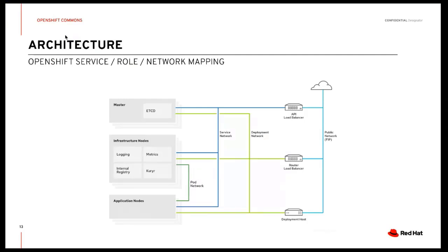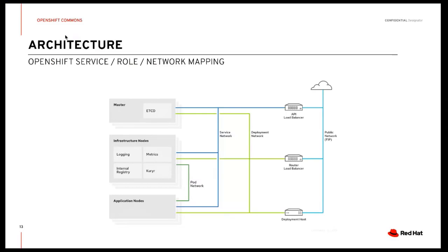We're going to start on the right with that light blue network that says public network FIP, which stands for floating IP. The only endpoints that are publicly accessible in this reference architecture are the API load balancer that load balances the OpenShift API endpoints across the master nodes, the router load balancer that you can use to access the other services that need to be externally accessible or exposed applications, and then the deployment host.